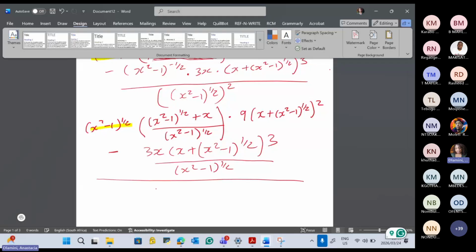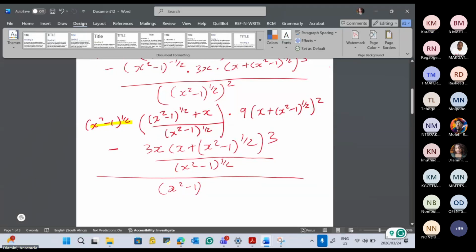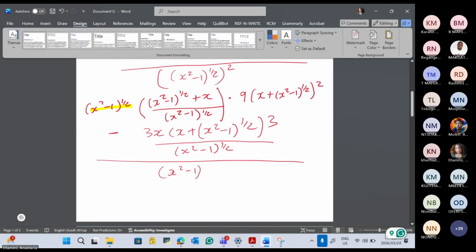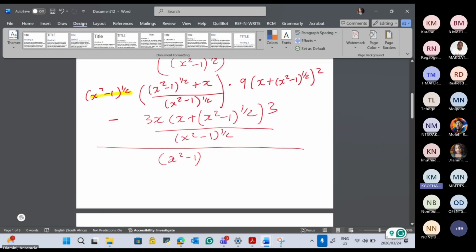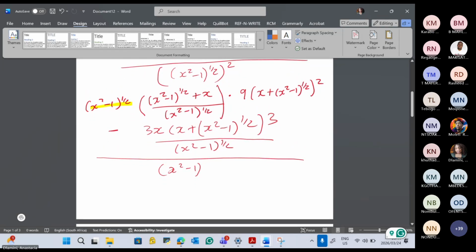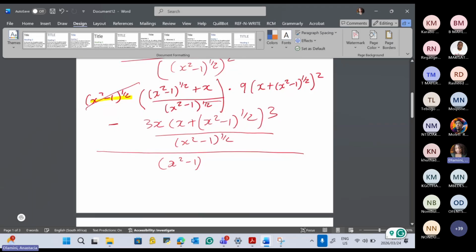Over x squared minus 1. Now you removed the crisscross. So we can remove this one by this one, right? But you notice that this one is the same as this one. Yes, ma'am.